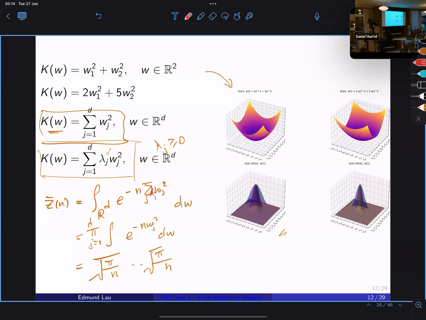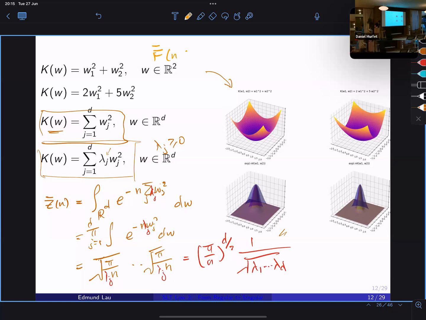If these are modified by lambda j's, if you think about what lambda j's are doing, they are modifying the curvature near the minimum point. It's precisely the curvature in the principal axis directions. So you get lambda j's, and what does it become? It becomes pi on n to the d over 2, times 1 on root lambda 1 through lambda d.